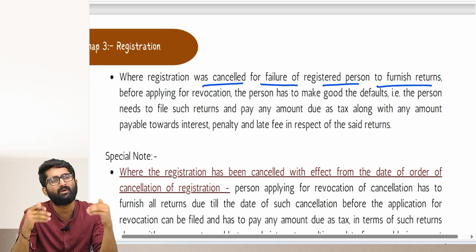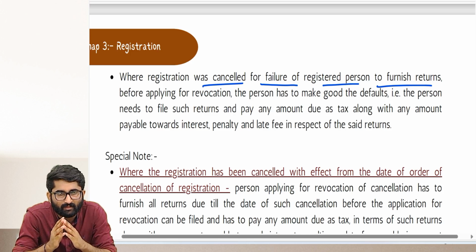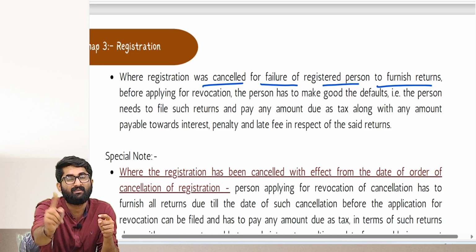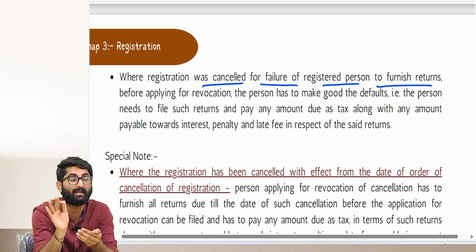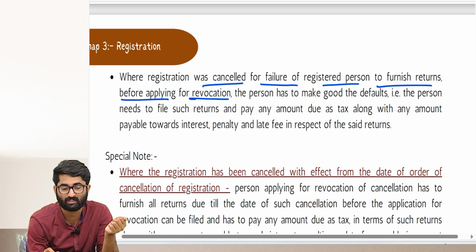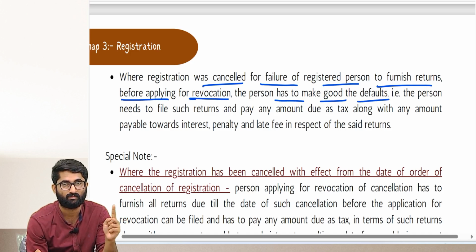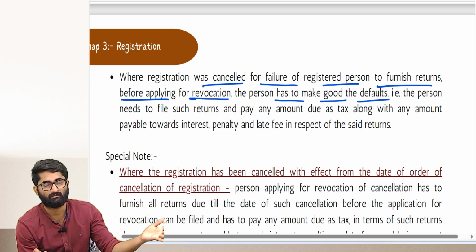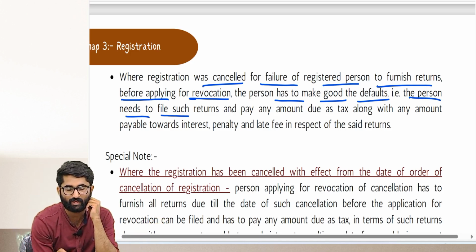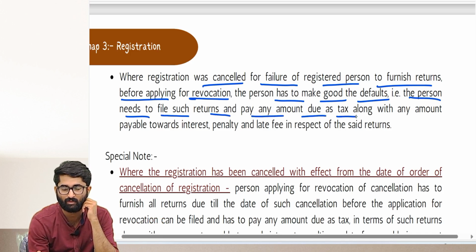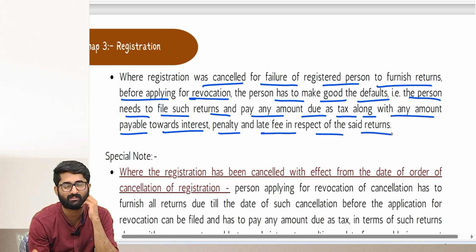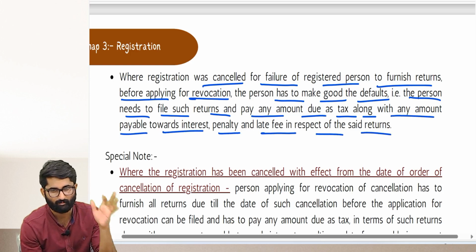On that basis, if your registration has been cancelled, then first file that return, and later apply for revocation. You cannot apply without filing that return. Before applying for revocation, the person has to make good the defaults. Whatever defaults are there, first pay them and then apply for revocation. The person needs to file such returns and pay any tax due along with the interest, penalty, and late fee in respect of the said returns. So this is the point.